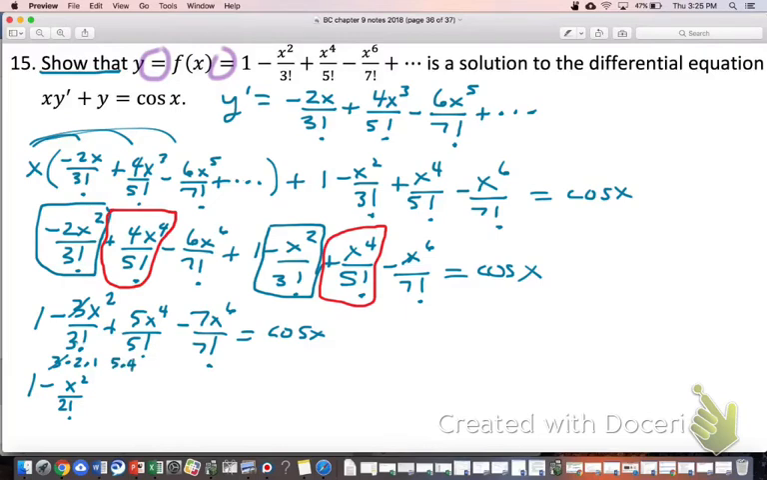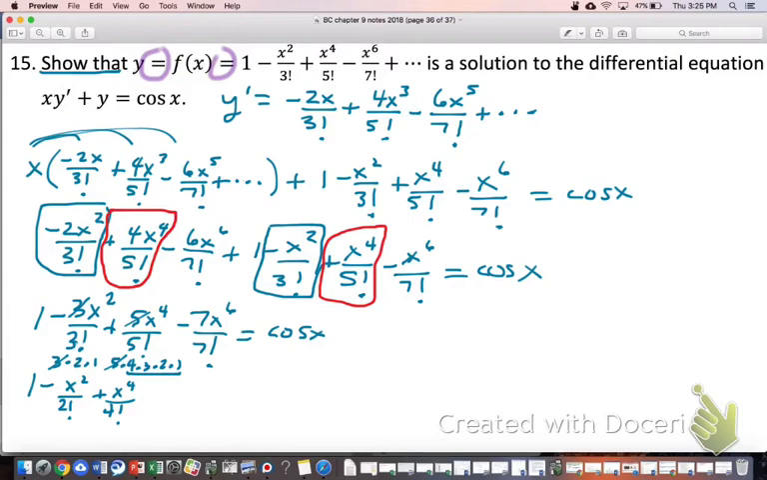Then over here on this 4th degree term, 5 factorial is really 5 times 4 times 3 times 2 times 1. So those 5s would cancel. This would leave me with plus x to the 4th over, I think you can recognize that that's 4 factorial.